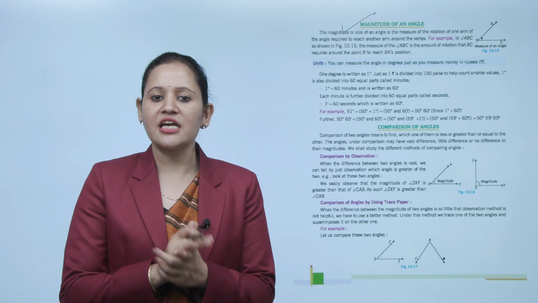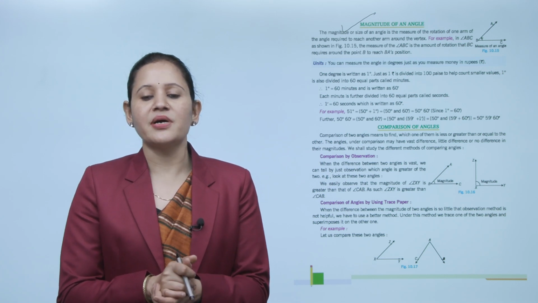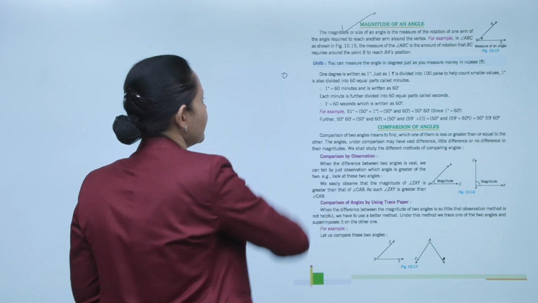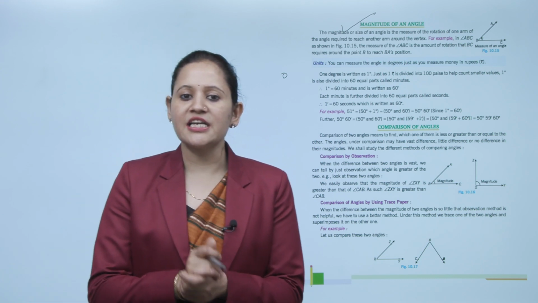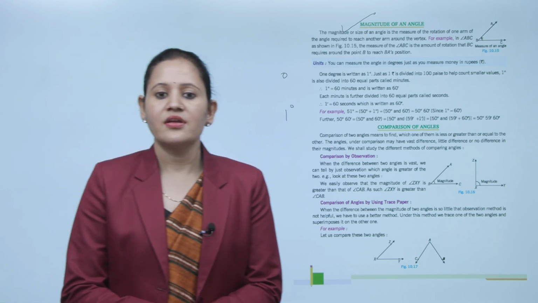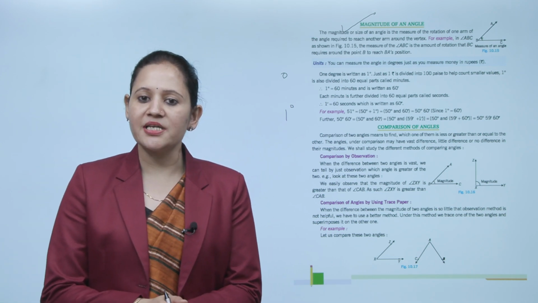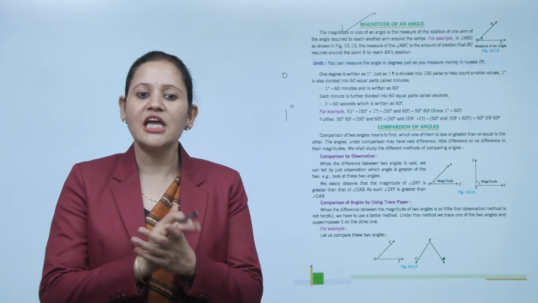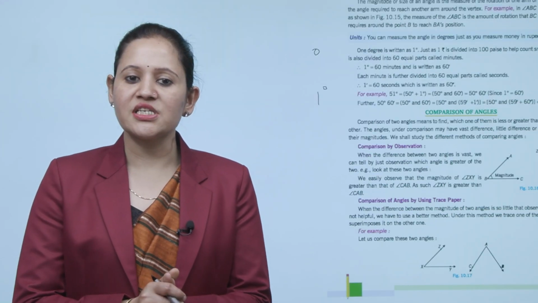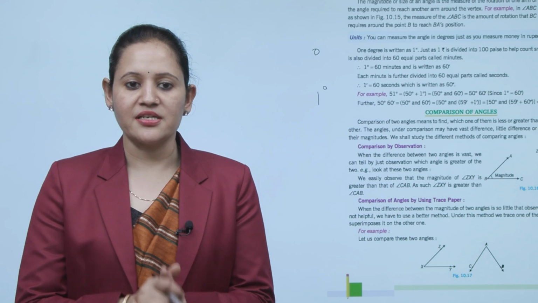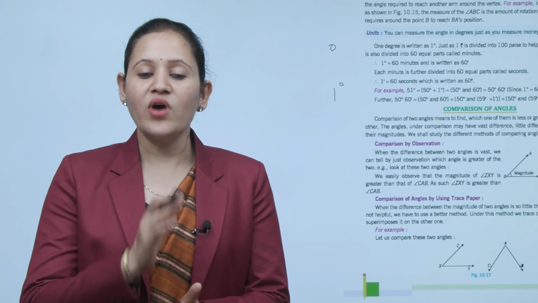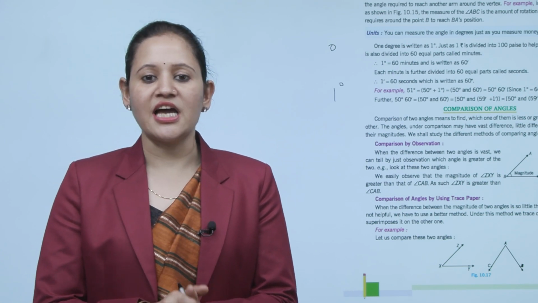Units. You can measure an angle in degrees just as you measure money in rupees. So, the unit used for measuring angles is degree. 1 degree is written as 1°, as 1 rupee is divided into 100 paisa. To help count smaller values, 1 degree is also divided into 60 equal parts called minutes. 1 degree equals 60 minutes and is written as 60'. Each minute is further divided into 60 equal parts called seconds. So, 1 minute equals 60 seconds, which is written as 60".